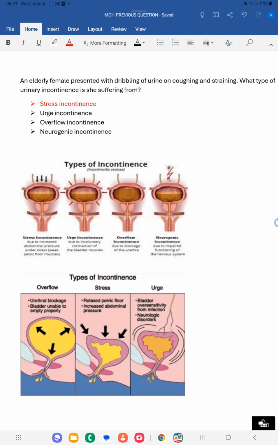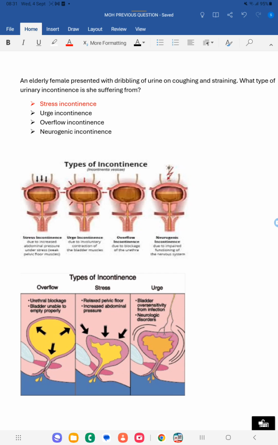Here they specifically mention the activities they have done, coughing and straining, and after those activities they get dribbling of urine. So that is called stress incontinence, and that is why the patient is suffering from stress incontinence. In stress incontinence there is weakness of the pelvic floor muscles, and whenever pressure is exerted in the abdominal area, it suddenly results in dribbling of urine.